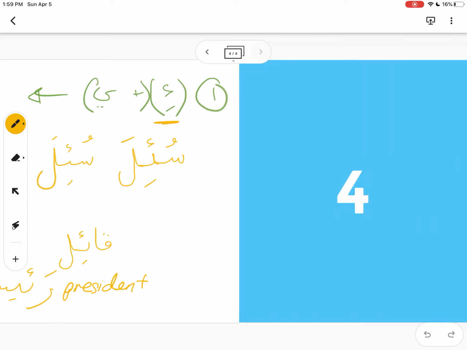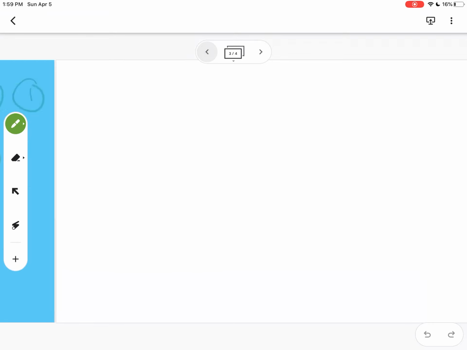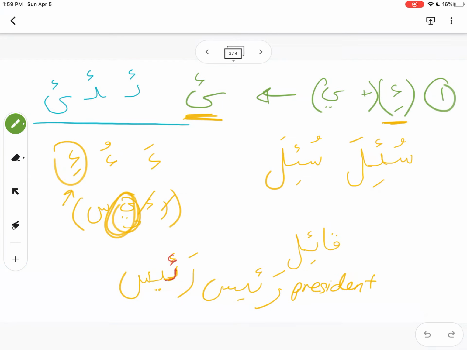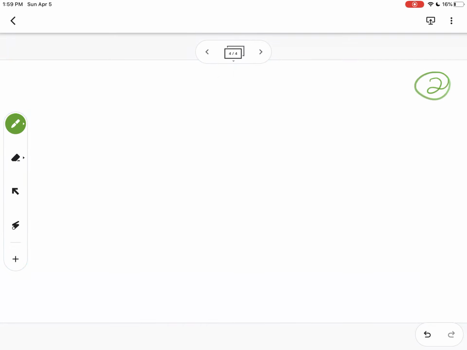Okay, rule number 2. First rule was if the Hamza is making an E sound, so if it has a kasra or if it's followed by a ya, it sits on a ya chair. Rule number 2 is just as easy. If the Hamza has a dhamma on it, or it's followed by a waw, it's going to sit on a waw chair. And it's going to connect the way that the letter waw connects. So waw connects like this.